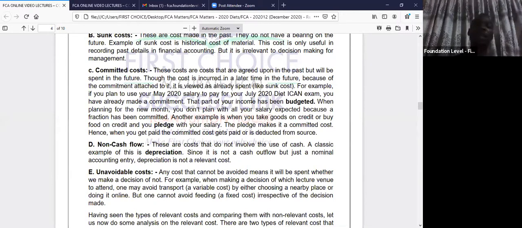But you may be thinking, we say that committed costs will be made or spent in the future. How come they are not relevant? This is because the commitment, that is why it is called committed cost, had been agreed upon in the past. So it is irrelevant whether we are paying that commitment in the future.